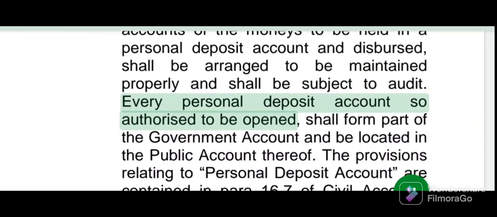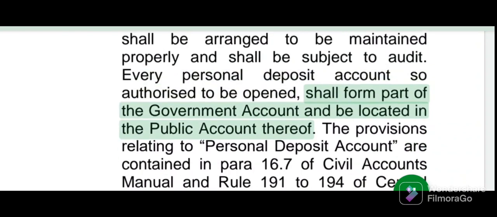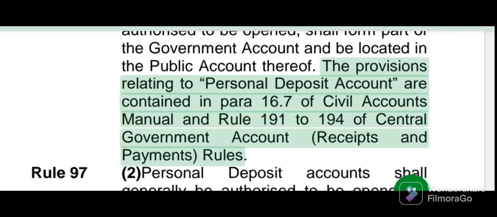Every personal deposit account so authorized to be opened shall form part of the government account and be located in the public account thereof. The provisions relating to personal deposit account are contained in Para 16.7 of Civil Accounts Manual and Rule 191 to 194 of Central Government Account Receipts and Payments Rules.